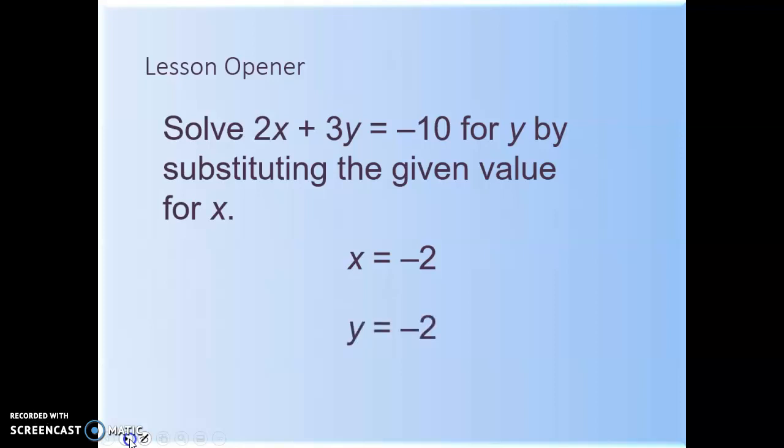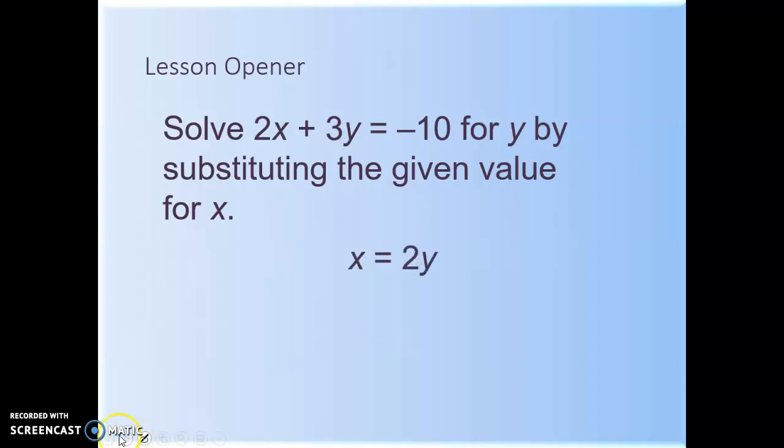Hopefully you got y equals negative 2. What about when x equals y? What would you do? Well, just like in all the other equations, we're going to plug in the value. So instead of x, we're going to have y. And we get 2y plus 3y equals negative 10. Add our like terms, we get 5y equals negative 10. Divide both sides by 5, and you get y equals negative 2. So we can substitute numbers in and evaluate like we have been doing, or we can substitute other variables in like we did with that problem right there.